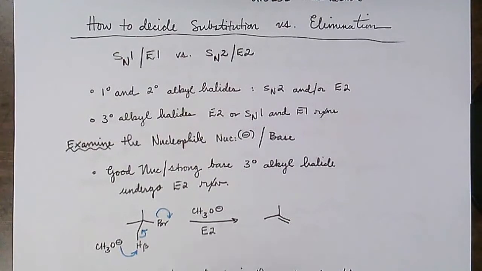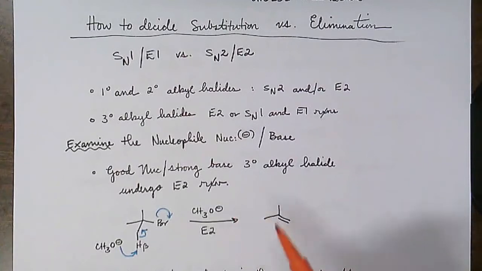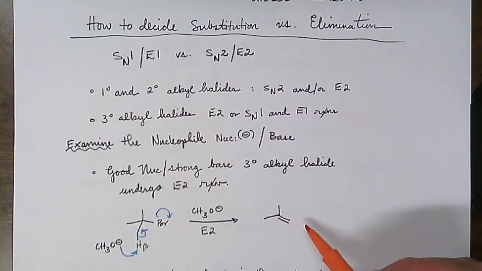Our first example, where we're going to examine the electrophile followed by the nucleophile, we have tert-butyl bromide, and we have a strong base, concentrated methoxide. So we would predict that methoxide would pull off the beta proton with concerted loss of bromide ion to give you the E2 elimination product, isobutylene.